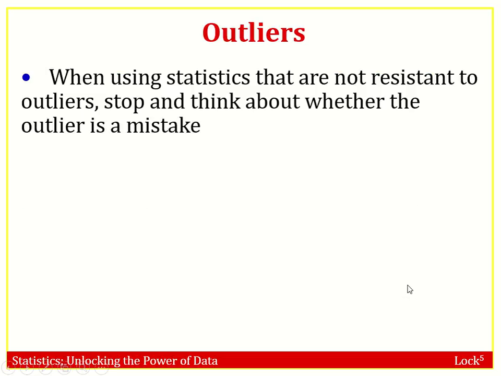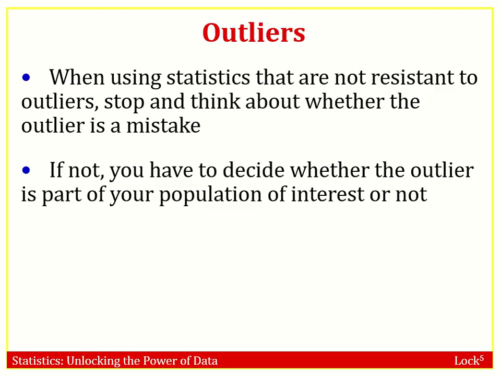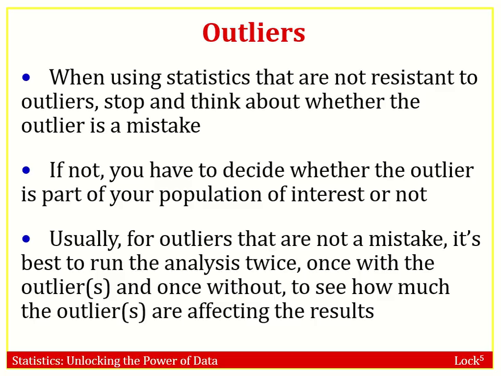So when you're dealing with outliers, we know that certain statistics are not resistant to outliers. We need to first of all stop and think, was our outlier a mistake? Well, often it's not going to be a mistake. So then you have to decide, is that outlier really part of the population of interest that you're trying to study and collect data on? Now, once again, outliers are normally not a mistake. So if you do have one or two extreme outliers, run your analysis twice, once with the outliers and once without the outliers, to see how the results are different.